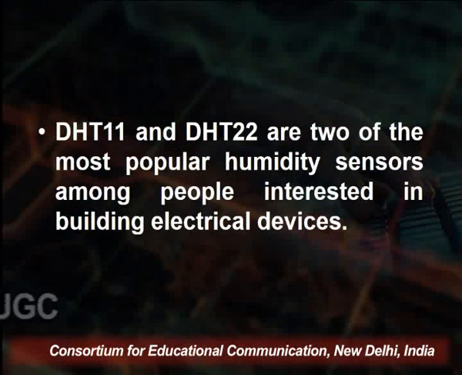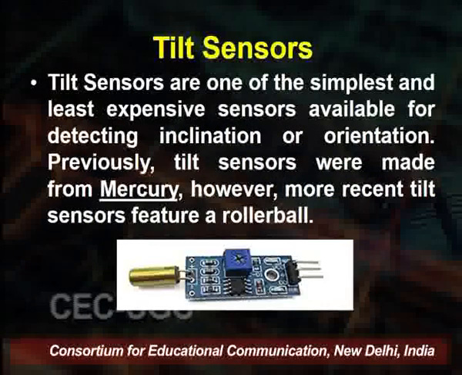Furthermore, because of the temperature effects on relative humidity, practically all humidity sensors can also detect the temperature. Examples of this type of sensor are the DHT11 and DHT22, the two most popular humidity sensors among people interested in building electronic projects.